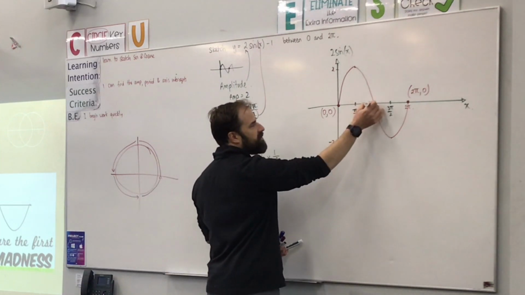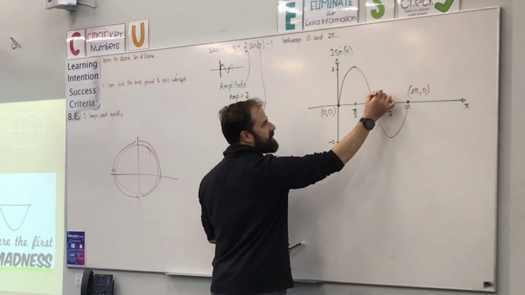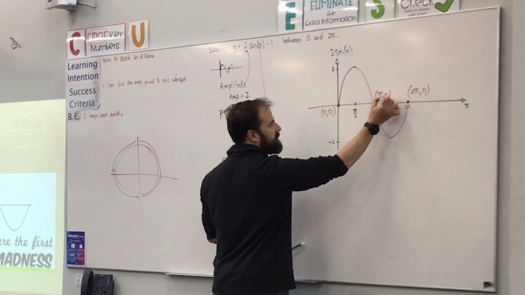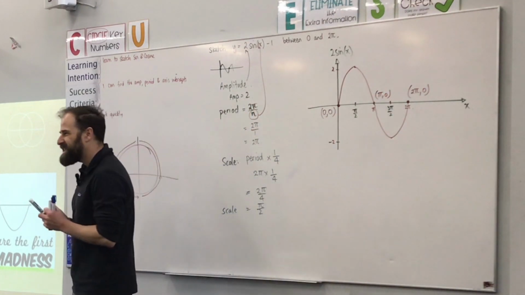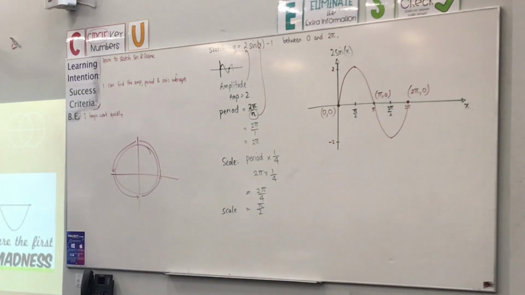And I should also probably label the x-axis with its coordinates. If the question doesn't say label with coordinates, you don't have to waste time putting coordinates on there. But in exams, they will often say label important features with their coordinates. And if you don't write it in brackets as a coordinate, you lose a mark.